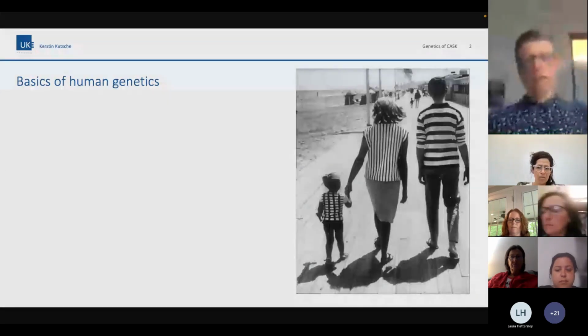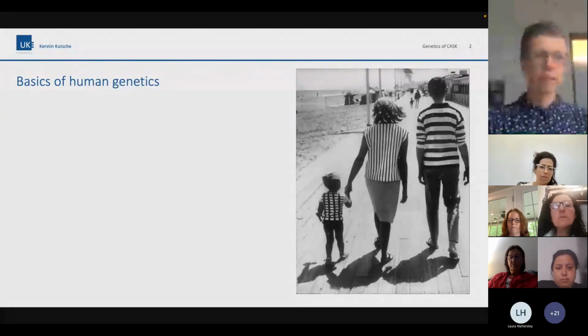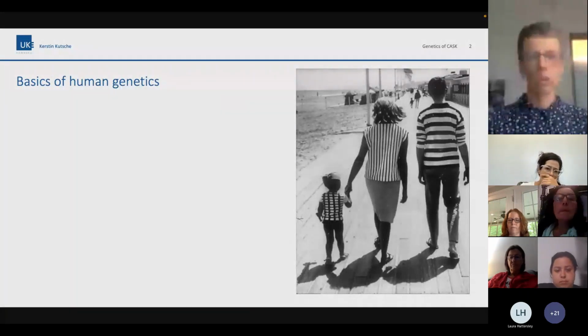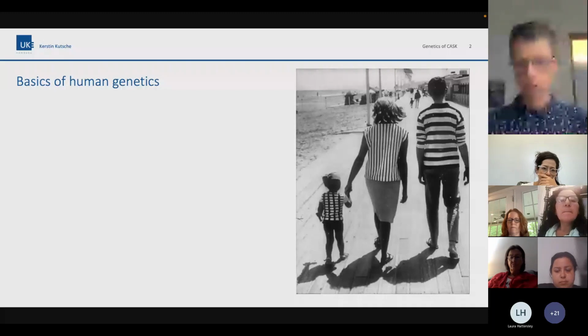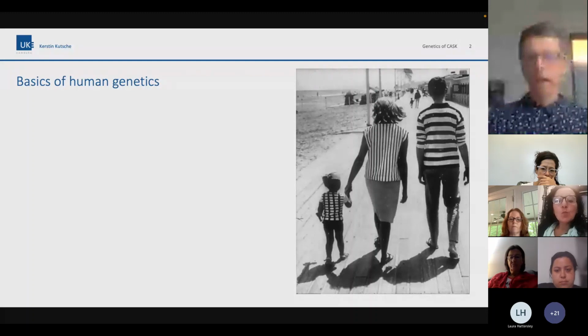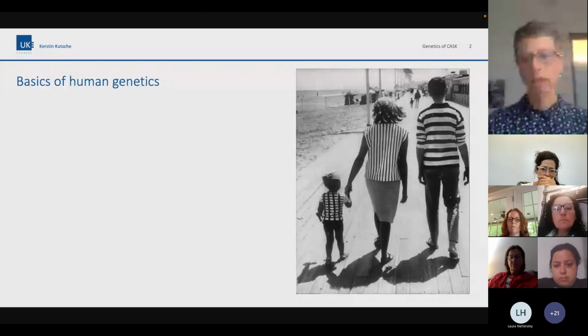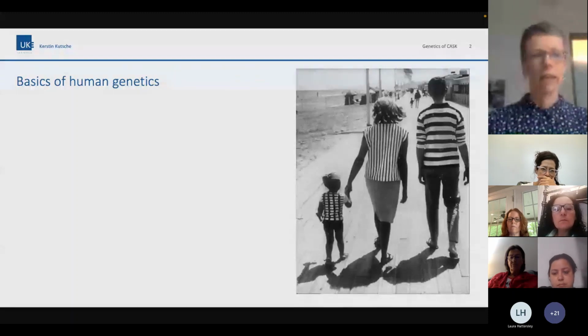So just start with this photograph, which is actually very old, but this is how human genetics works and functions. You immediately see on this photograph that we all inherit half of our genetic material from mother and half of the genetic material from father. And that is actually the basics of human genetics.